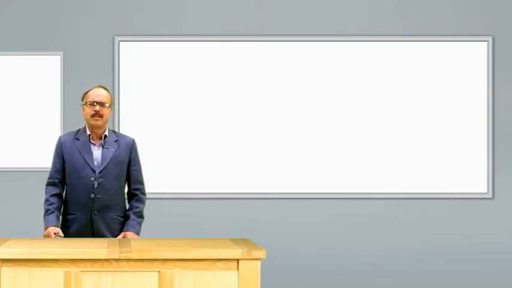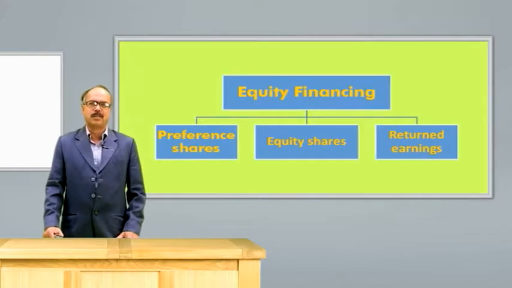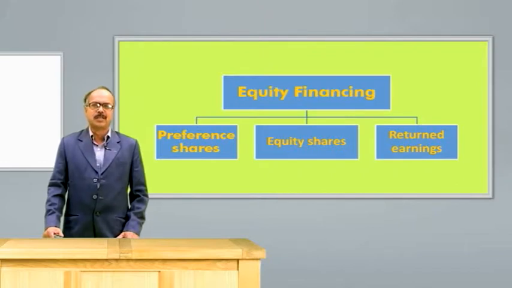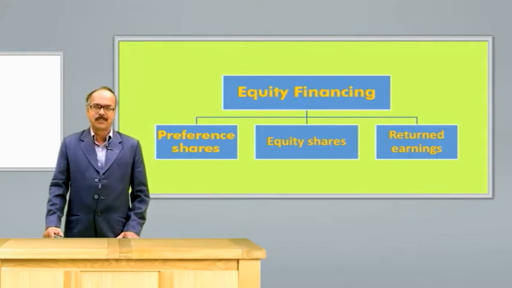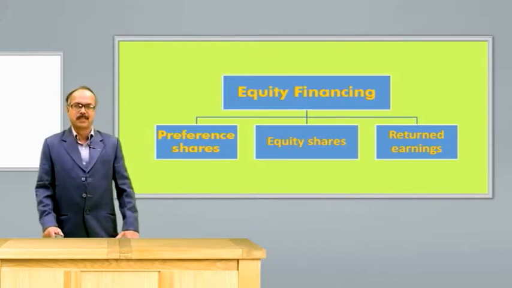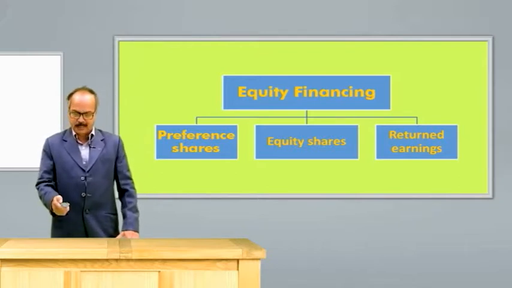Now, equity financing. Although owners of equity instruments are the owners of a company, it is actually equity shareholders who are the real owners of the company. There are various sources of equity financing. First one, preference shares. Second, equity shares, and third, retained earnings.